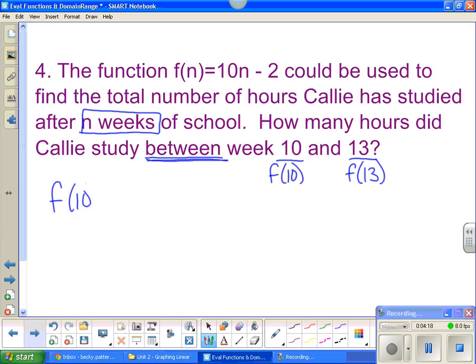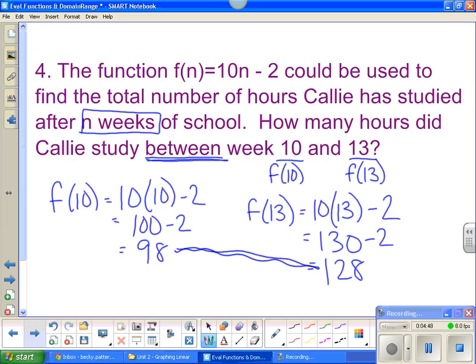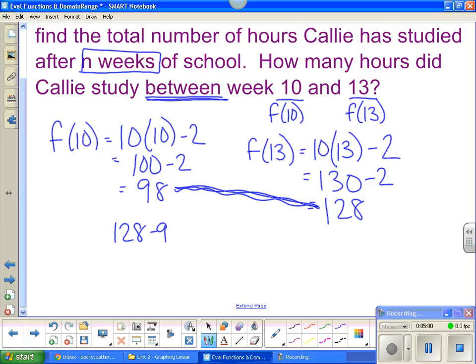So f of 10, so 10 times 10 minus 2, which is 100 minus 2, which is 98. F of 13, plug in my 13 in for my n because it's week 13. That's 130 minus 2, which will be 128. So now to find the difference between these two, I'm just going to subtract them. And I want a positive answer because we're talking about hours. So I'm always going to do the biggest one minus the smallest one. So 128 minus 98, which gives me 30. And these are hours. So she studied 30 hours in between week 10 and week 13.